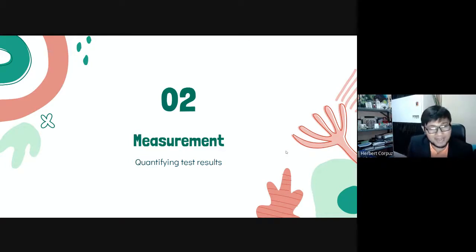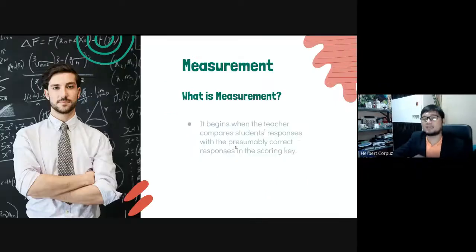When we quantify, we assign scores. When we quantify, we assign a rating. When we quantify, we assign a percentage. When we quantify, we assign a number to check whether the students have learned something from our discussion. That is measurement. Another definition of measurement is this.